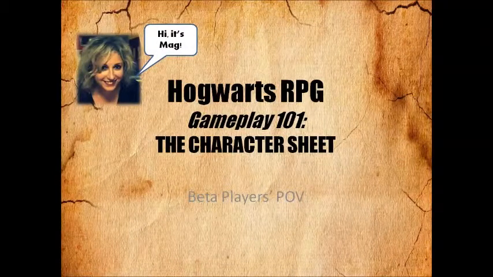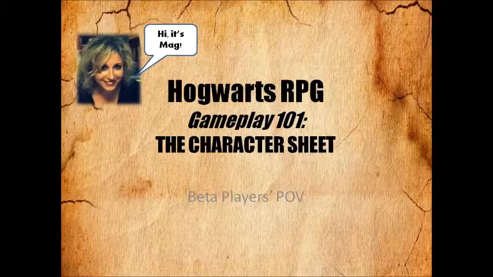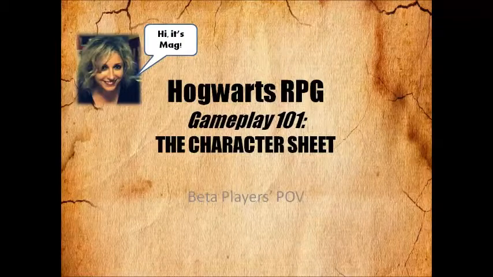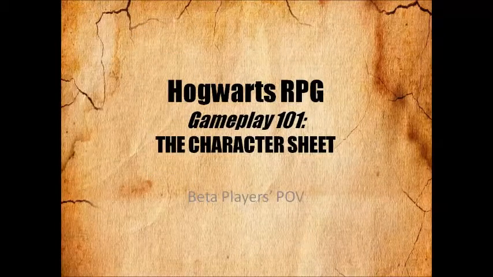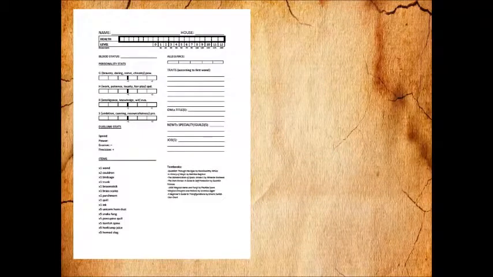This is Beta Player Mug here to explain to you how to use your character sheet when you play our Hogwarts RPG. So this is information from the perspective of the player. Make sure your Game Master checks out the instructions for Game Masters in our other videos. And there you have it. This is our character sheet. This is where we record the basic information about our characters, like our stats, our personality, our inventory, etc.